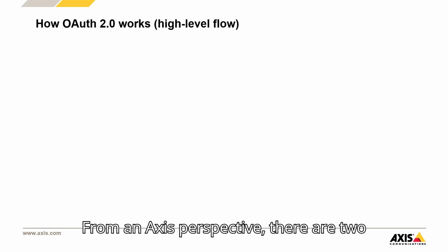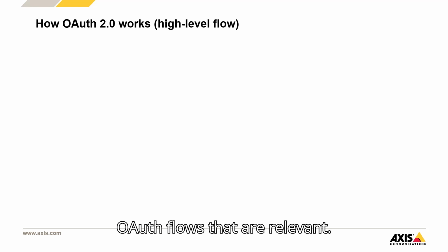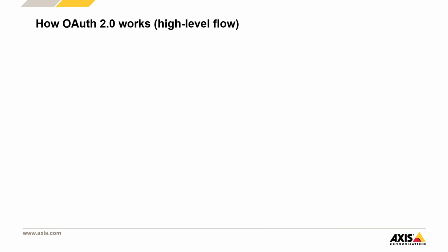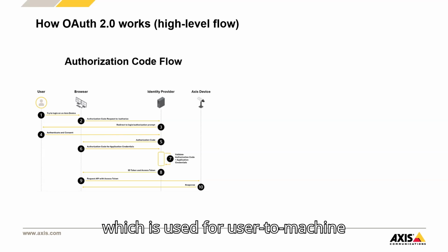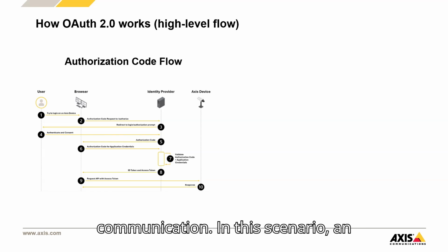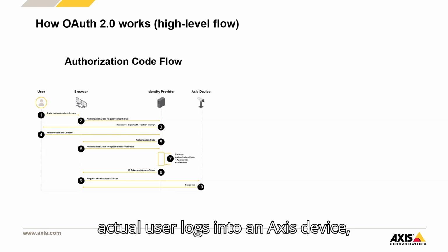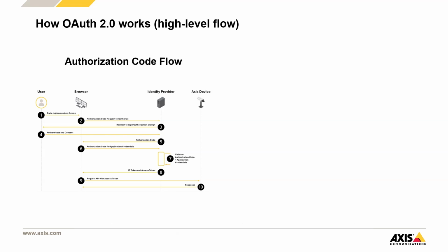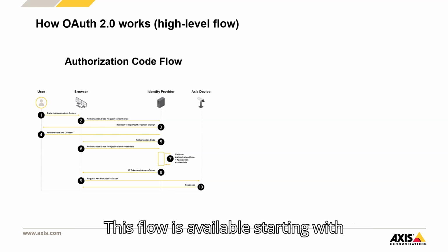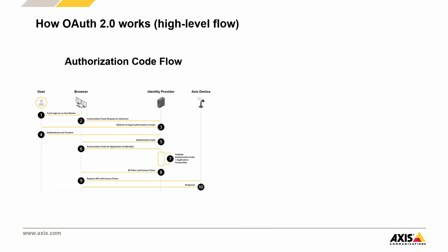From an access perspective, there are two OAuth flows that are relevant. The first is the Authorization Code Flow, which is used for user-to-machine communication. In this scenario, an actual user logs into an access device, typically using a username and password. This flow is available starting with AccessOS 11.7.